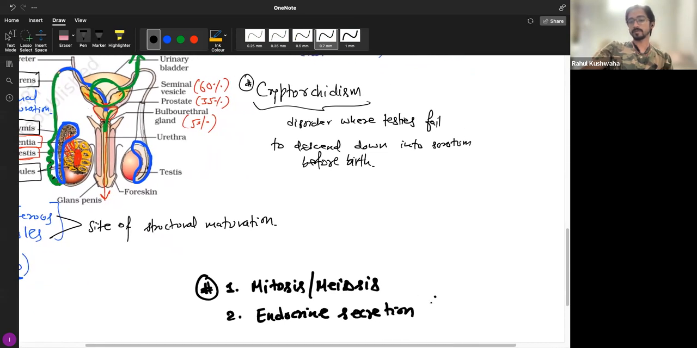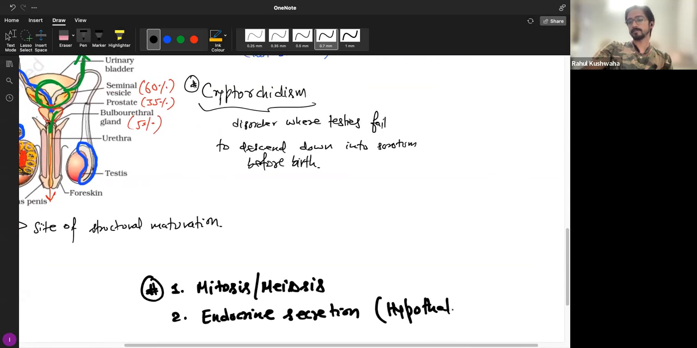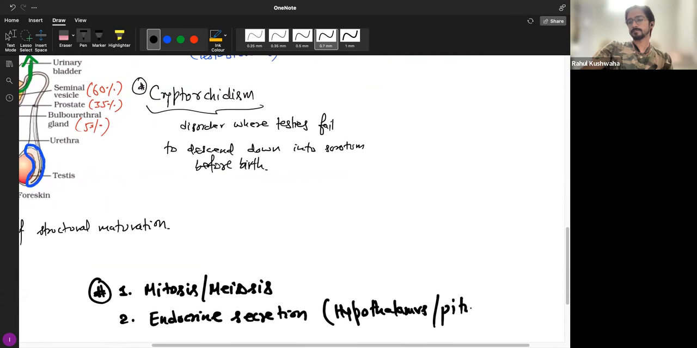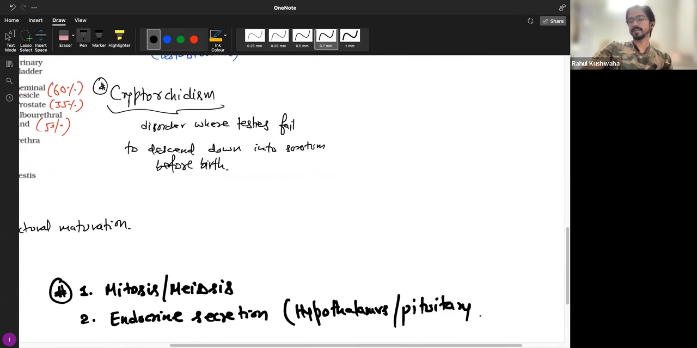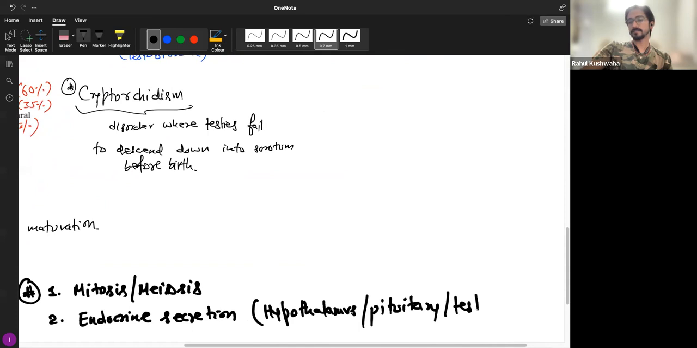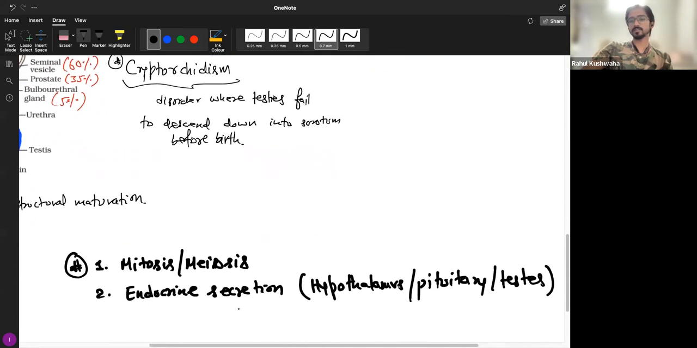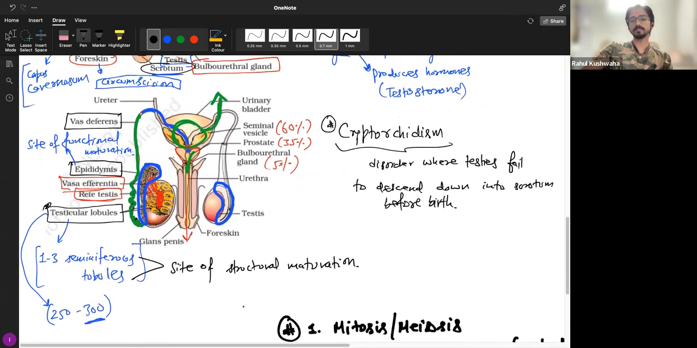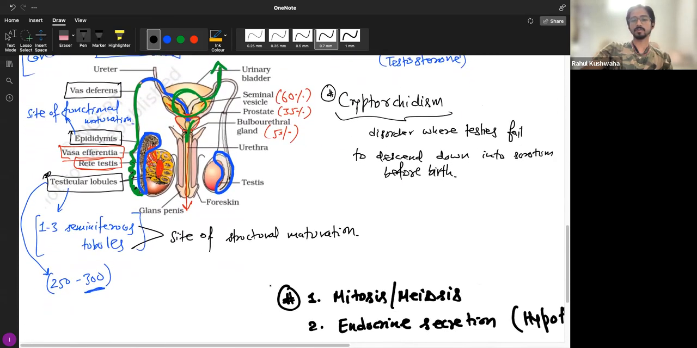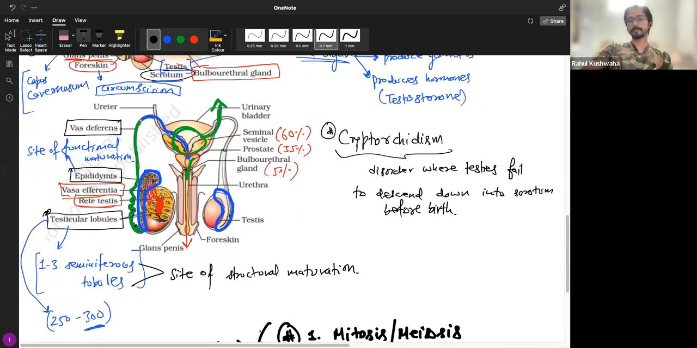from the pituitary, from two things. One is the hypothalamus and pituitary. Again, class 11th. So hypothalamus, pituitary, and testes. These three glands, what are the endocrine secretions, the hormone names that you have to revise before you come to the next class. This is your homework.